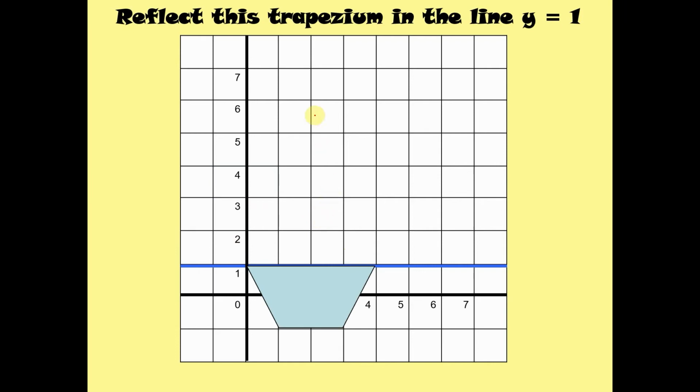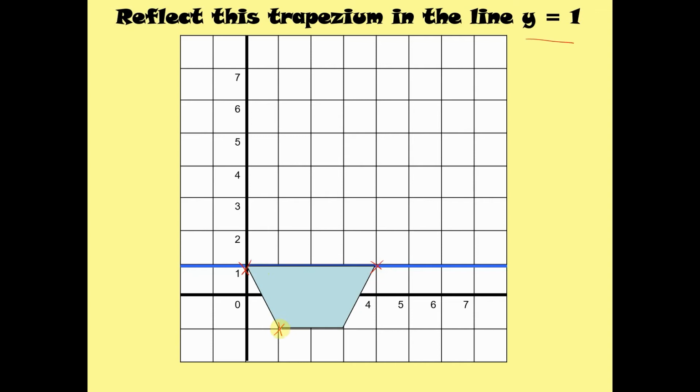Another one. So reflect this trapezium in the line y is equal to 1. Again, we have this line y is equal to 1, and we have 2 points which are on the line of reflection. Since those 2 points are on the line of reflection, they will remain exactly where they are. We need to find these 2 new points.